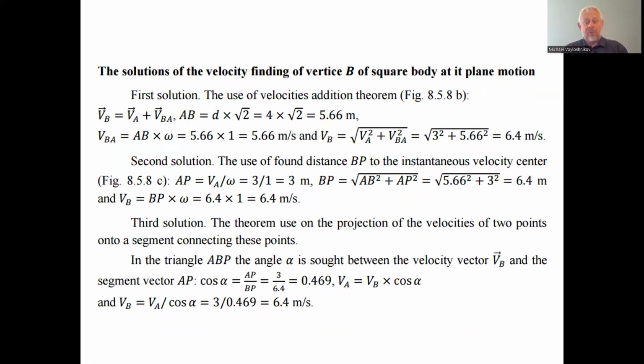The first solution, the use of the velocities addition theorem. If we consider two components, the velocity VA and the velocity of the point B by the rotational motion around the point A. The VA we have is 3 meters per second, and the velocity of the point B around the point A is the diagonal AB multiplied by omega. This is 5.66 multiplied by 1.